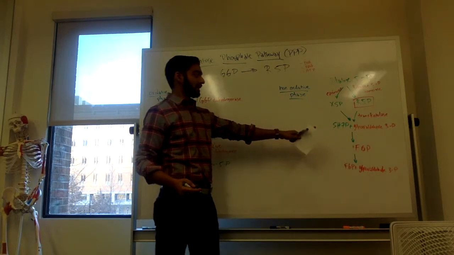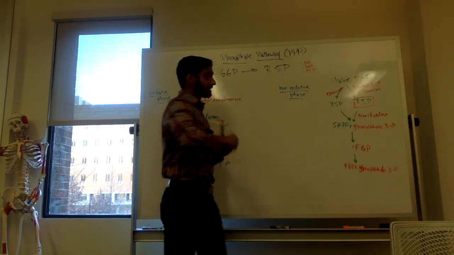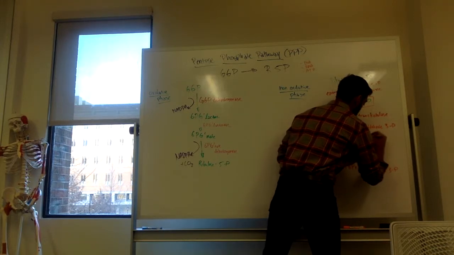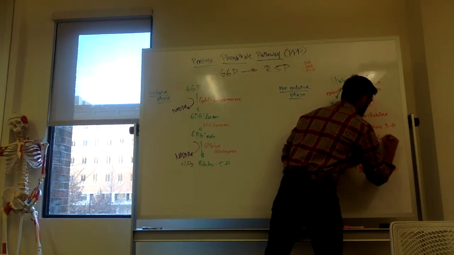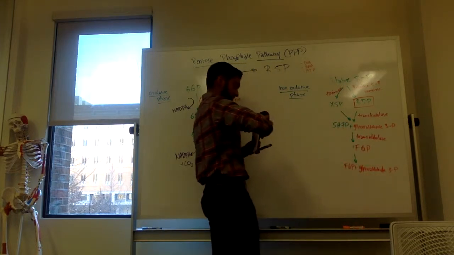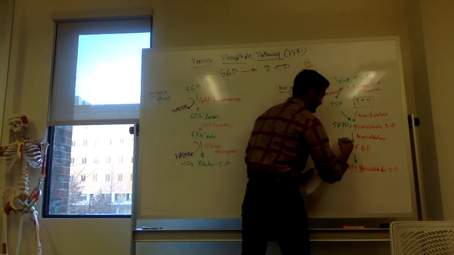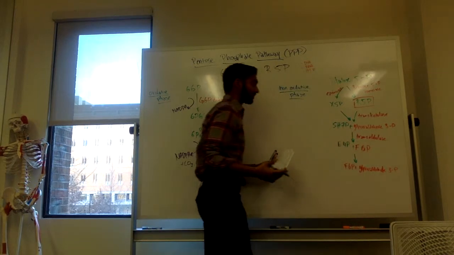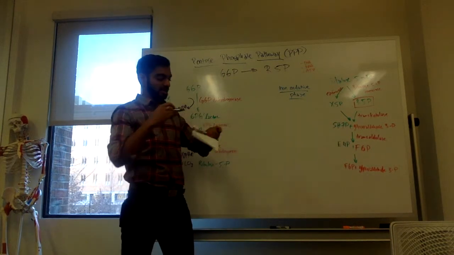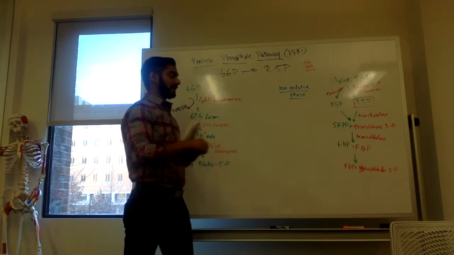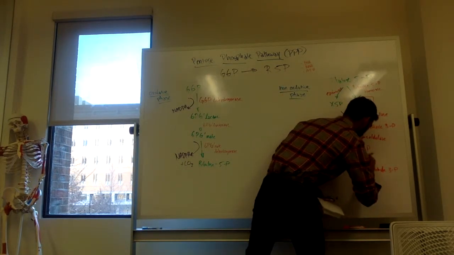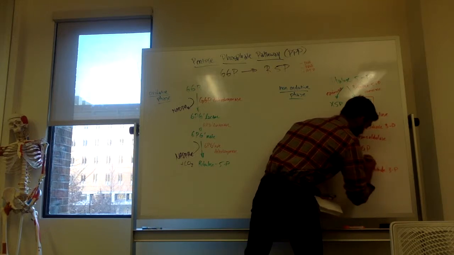And then a transaldolase is going to convert these into, again, something I just don't even want you to know. It's just another sugar backbone, right? It's got 4 carbons this time. And then another transketolase to create glyceraldehyde 3-phosphate and fructose 6-phosphate.